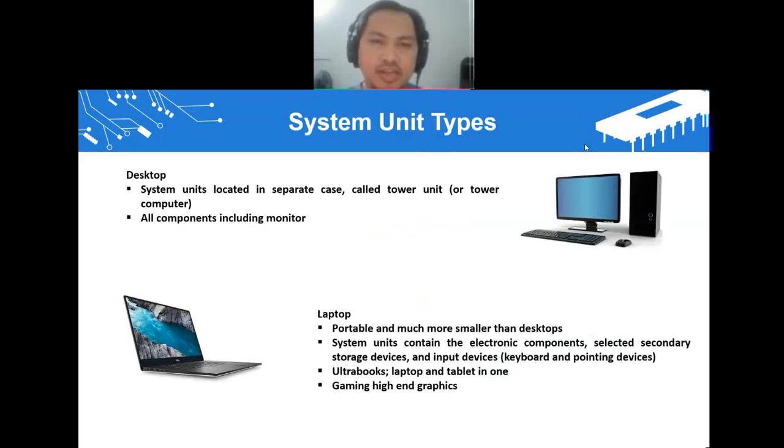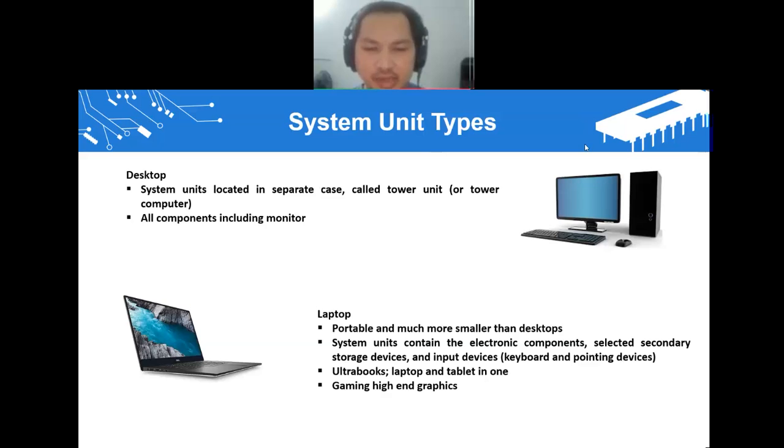So the next part is about the system unit types. As of today, we have 5 types of system unit available in the world. The first one is desktop. For desktop, the system unit is usually located in a separate case called a tower unit, or also a tower computer. The touch screen monitor is also considered part of the system unit.